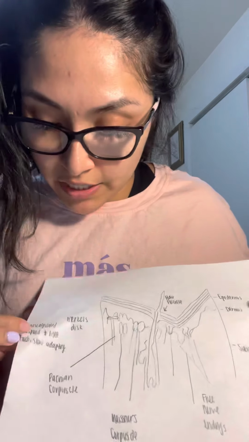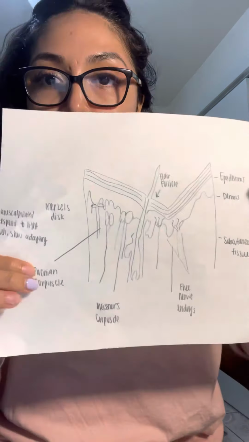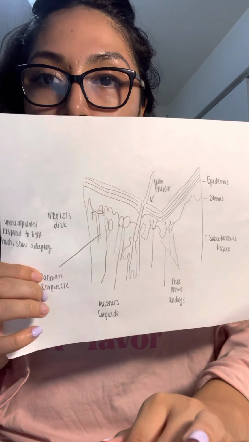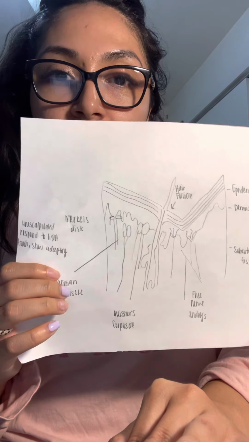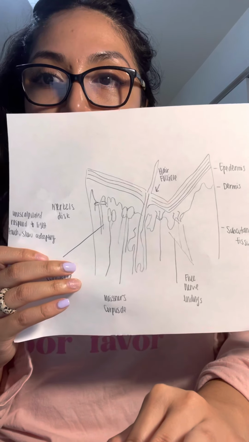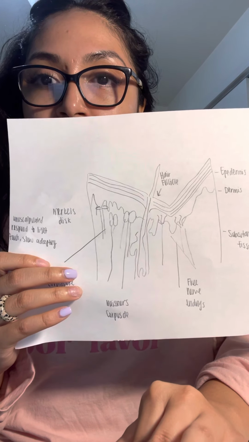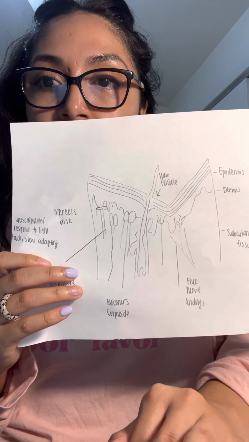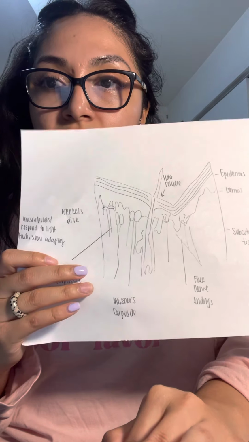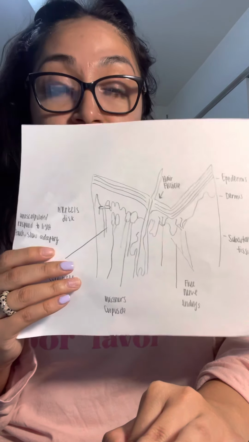And then we go down here to the Pacinian corpuscle. And this is like an onion-shaped structure of non-neural connective tissue that's built up around the nerve ending that reduces the mechanical sensitivity of the nerve terminal itself.